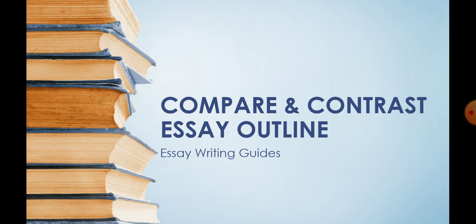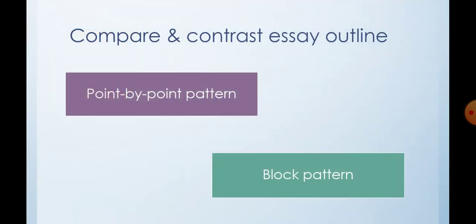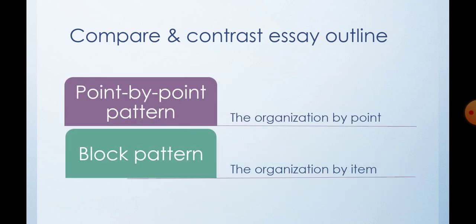From last week's video we can summarize that there are two commonly used organizational patterns of compare and contrast paper: point by point pattern and block pattern. How to know which one to use? Point by point pattern follows the principle of organization by criteria or point, whereas the block pattern is organization by item.